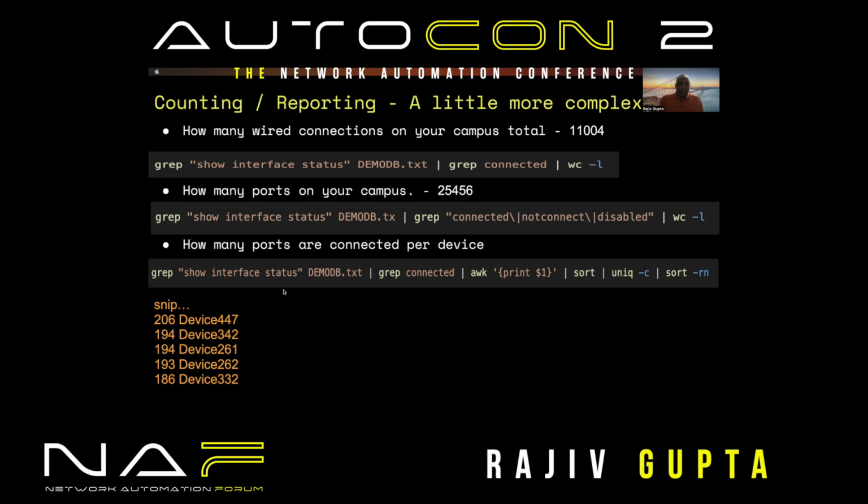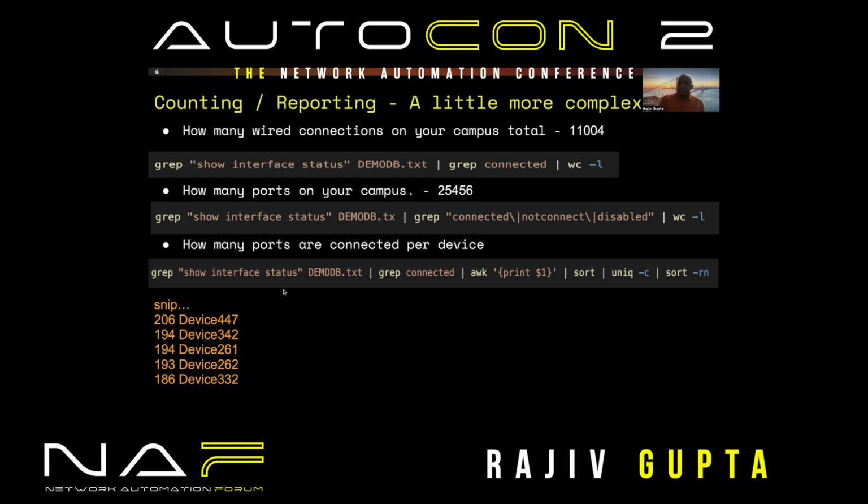Now we can go one step further. If I search show interface and how many are connected, remember the first column is the device names. So I could literally count how many times each device name appears, and that is the number of ports that are connected on each device. So you see how you can quickly create a lot of complex queries.